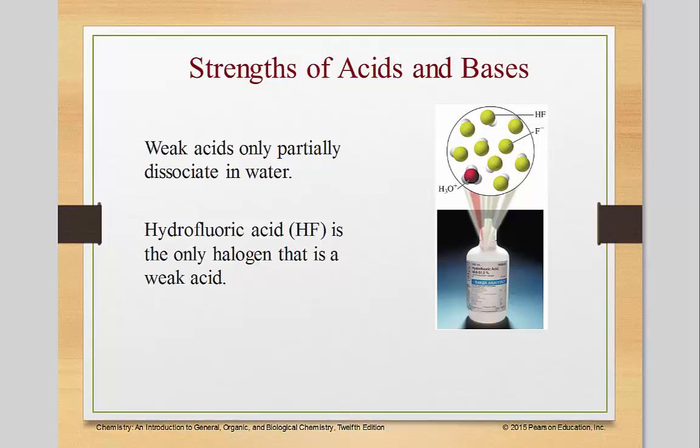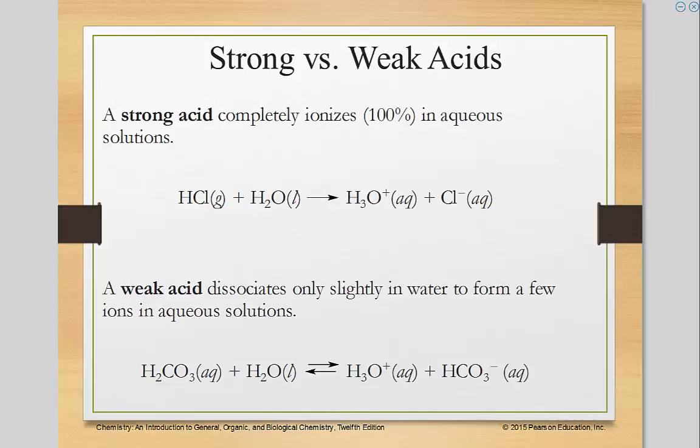In this tutorial, we will be discussing the strengths of acids and bases. So a strong acid is an acid that dissociates or ionizes completely in solution. So 100% of the chemical will break up into the H3O plus and whatever anion it is. Weak acids, however, only do it a little bit.